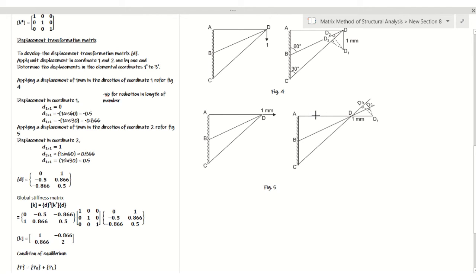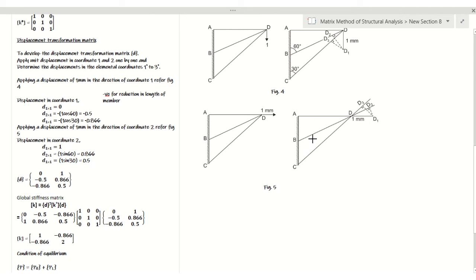In member AD, the displacement will be directly 1, because the displacement you have given in the global coordinate is along the member AD. It will be oriented along member AD. So in the first elemental coordinate, that is D1 star 1, it will come out to be 1. It is extending, so it is taken positive here. So member AD is being pulled. It is elongating in length, so that is taken positive.